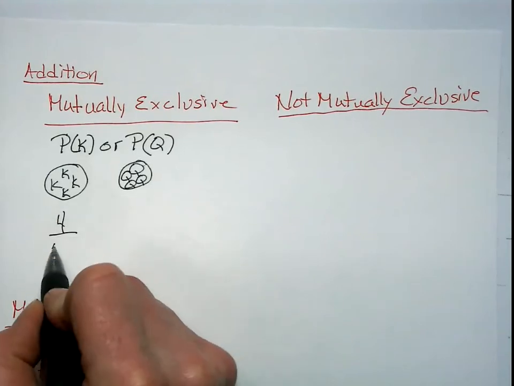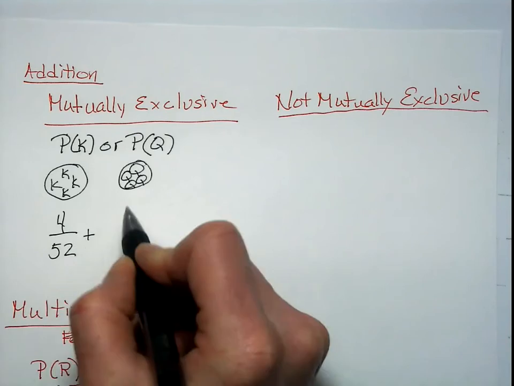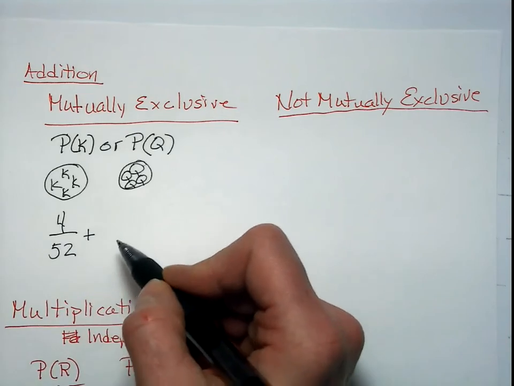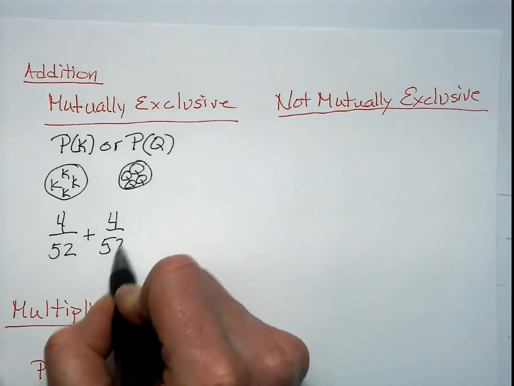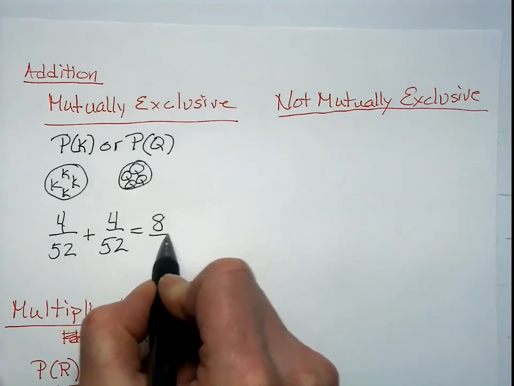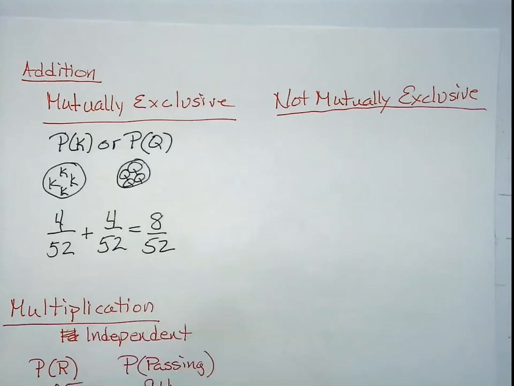There's 4 kings in a standard deck. When I discuss a deck of cards, we'll always discuss a standard deck of cards. And 4 queens. Add these, the probability is 8/52. Mutually exclusive.